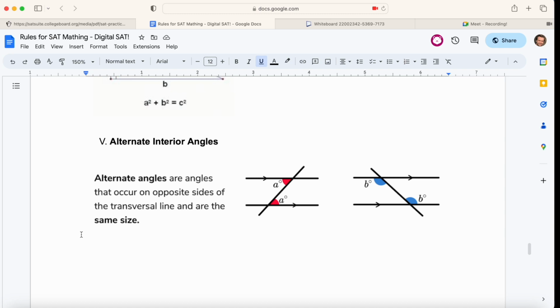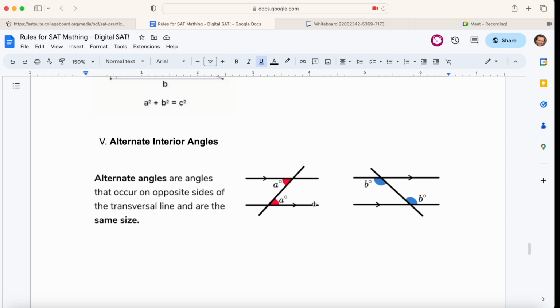Alternate angles are angles that occur on opposite sides of the transversal line that are the same size. Yeah. So look at the examples here I give you with that angle A that's sort of in red here. And the transversal line, that's the line that's sort of crossing through or going across two parallel lines. That's the transversal line. That's worth knowing.